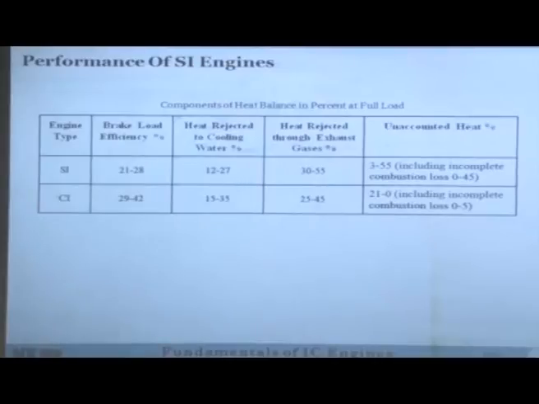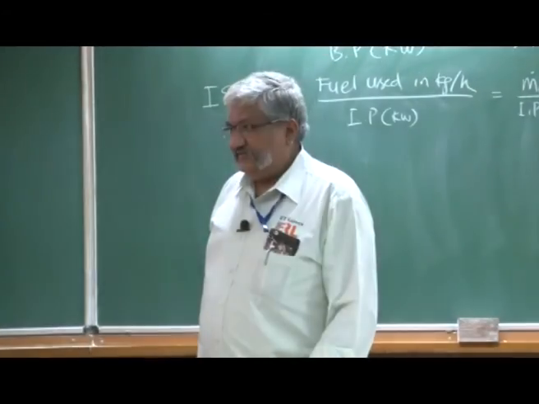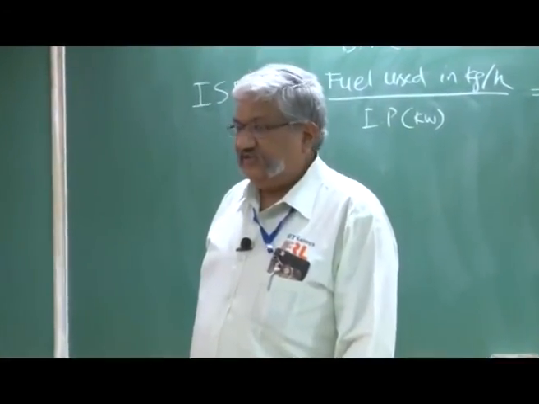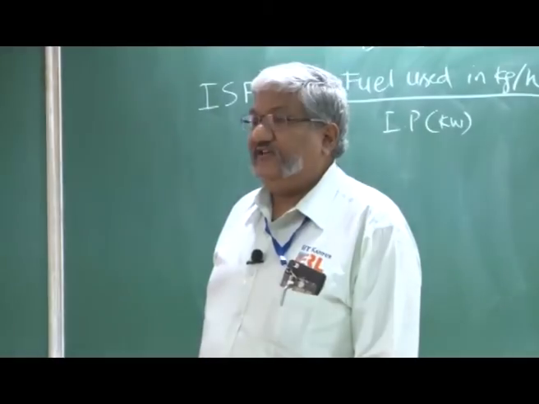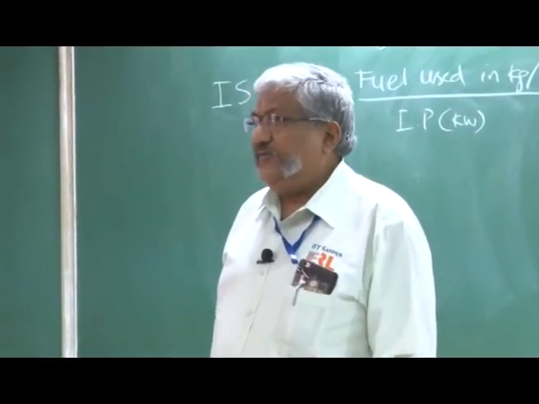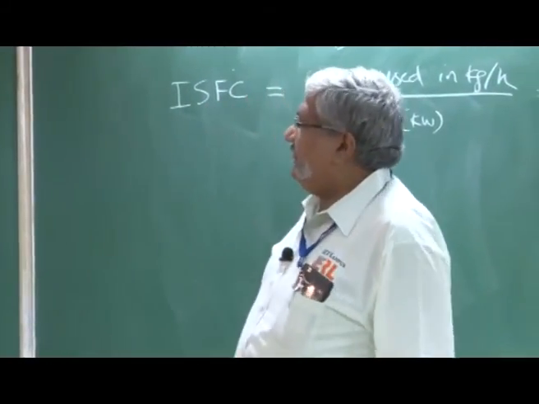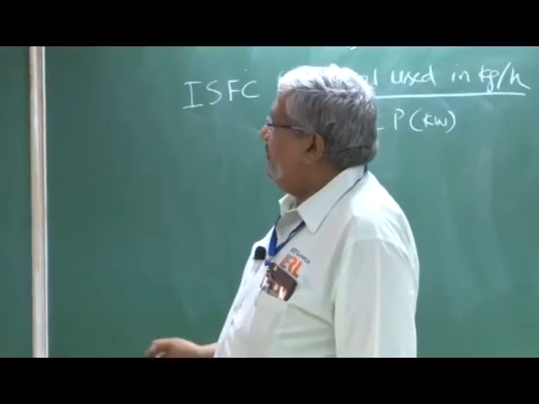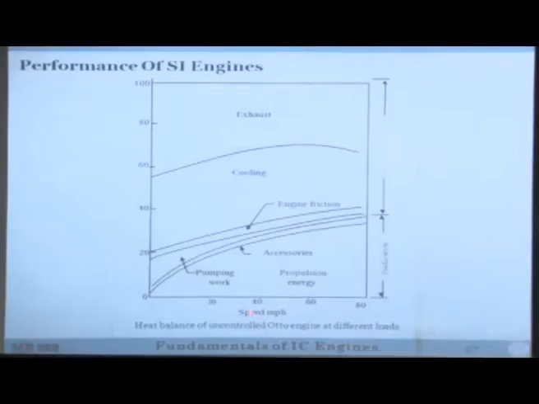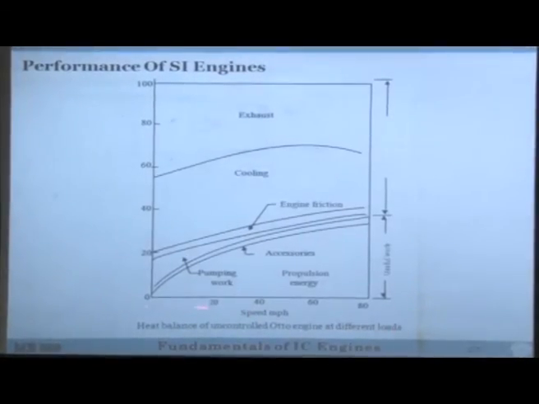Okay, the best combustion efficiency for an SI engine is 95%, best. And the worst combustion efficiency for a diesel engine is typically 98. So you can imagine, there is a lot of difference in the combustion efficiency of the SI and CI engines. Okay, this is the heat balance sheet of a diesel engine, of a petrol engine at different vehicle speeds.